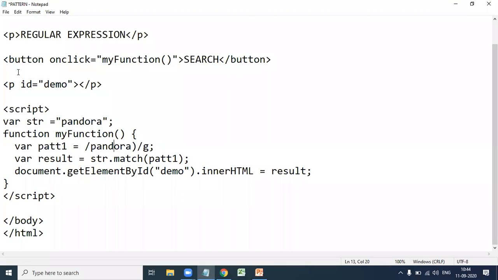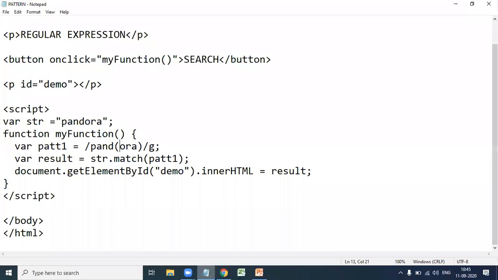If you take parenthesis, it takes all the three characters after D. See here, Pandora. So that is the difference between square brackets and parenthesis. If you use square brackets, it takes only one character after D out of ORA. See here, Pondo. Next, if you take parenthesis, it takes all the three characters. Here, Pandora.